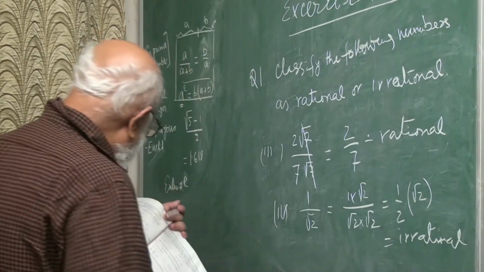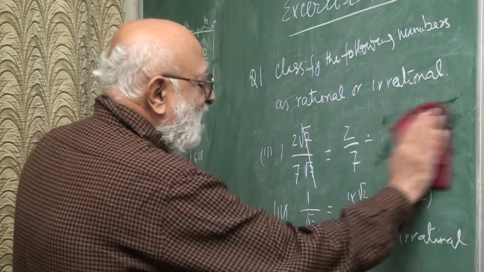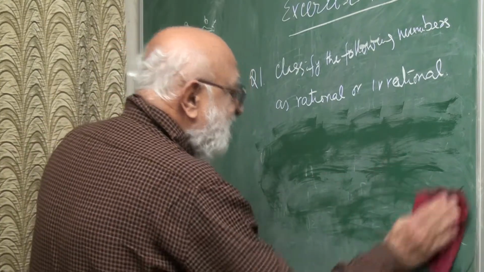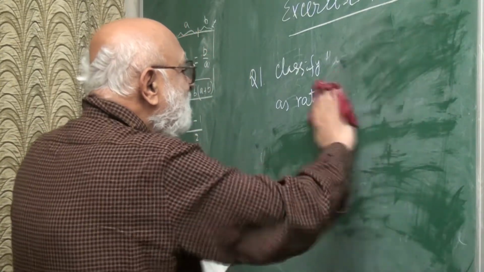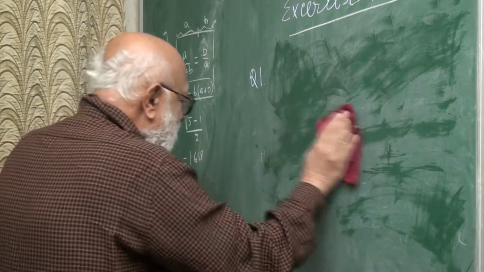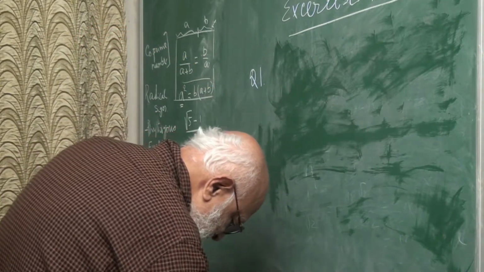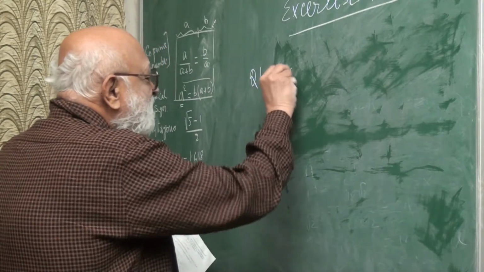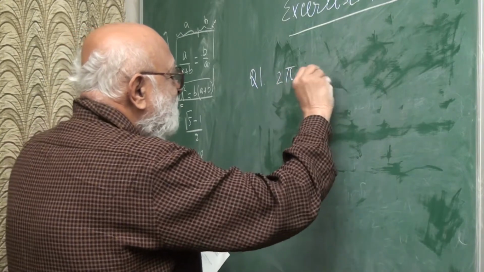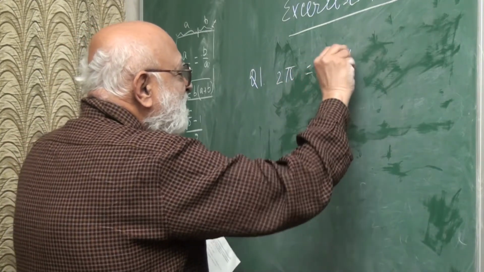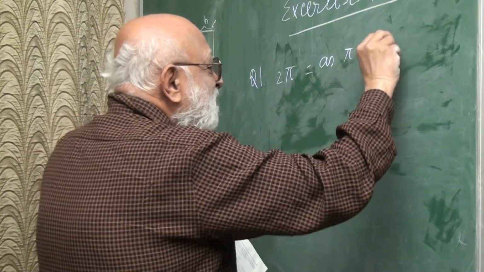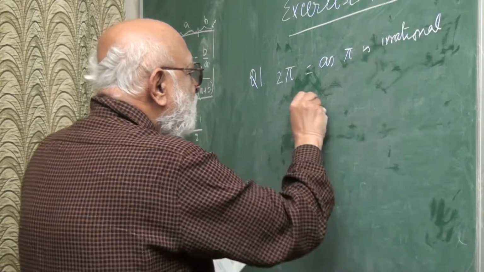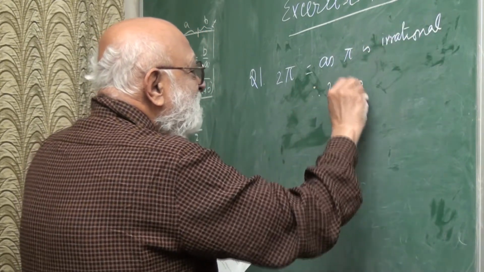I have got only the 1. Many people are very much afraid of pi. I don't know what is there to be afraid of. It is anything but an irrational number. All of us know about it. So let us do that. So that would be 2 pi. So this is equal to, as pi is irrational, therefore 2 pi is irrational.